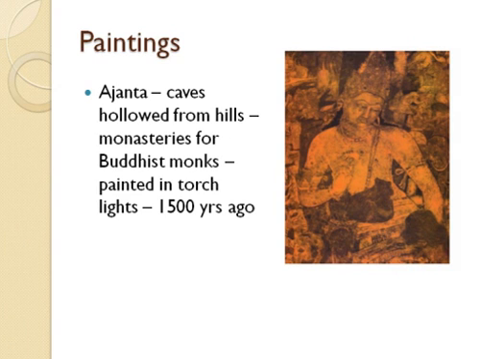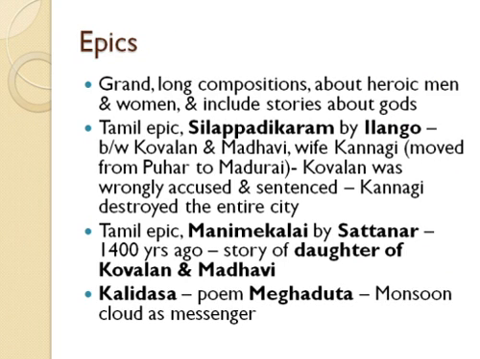As the caves are dark inside, most of these paintings were done in the light of torches. The colors, which are vivid even after 1500 years, were made of plants and minerals, and the artists who created these splendid works of art remain unknown. So this is about the paintings in the Ajanta caves. Now let us discuss something about the books during that time.